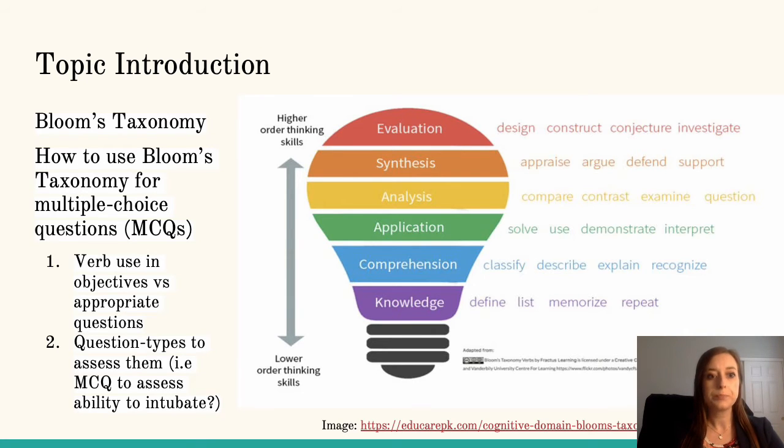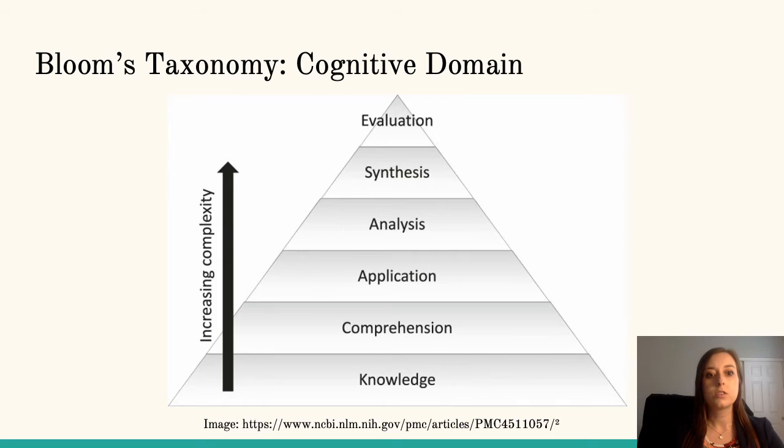So we'll really talk about verb use and how to use the right verb for the question that we're writing or the objective that we're deciding on. And then the different question types. You can virtually quiz or test a student so many different ways, but the focus of this lecture is going to be multiple choice questions. Okay, so there's just another graphic of Bloom's taxonomy, the cognitive domain, and those 6 ascending processes in order of complexity at the top.